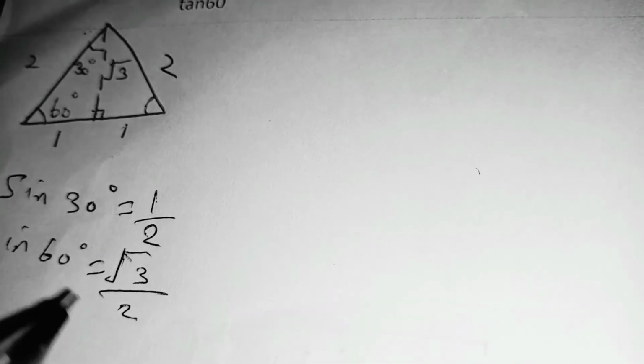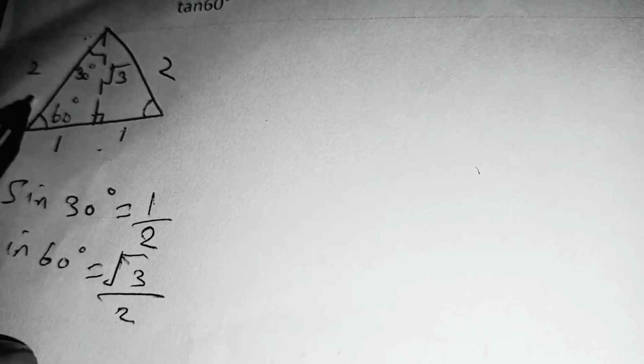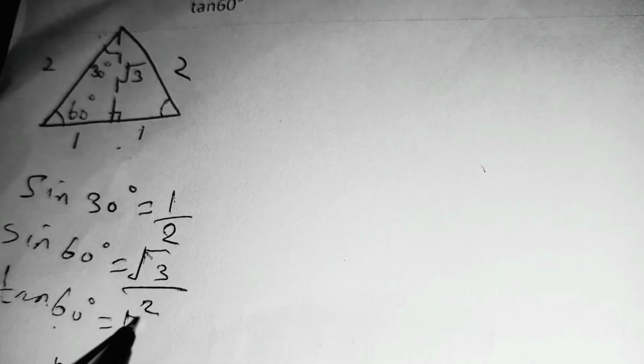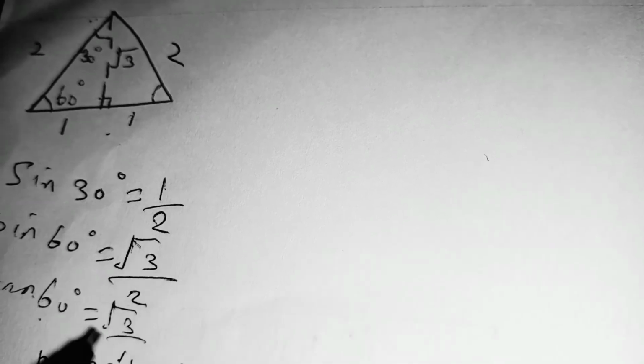divided by 2. We have obtained root 3 by Pythagoras theorem, whereby we have 2 squared, which is 4, minus 1, which is 3, then square root to get root 3. Then tan of 60 degrees will be given by opposite, which is root 3, over adjacent, which is 1.